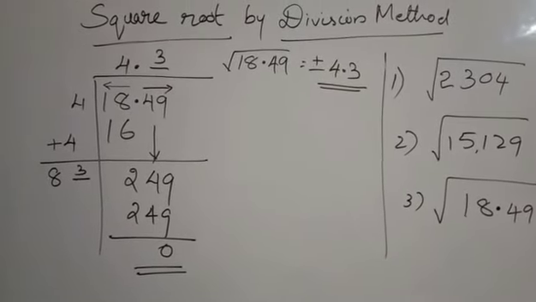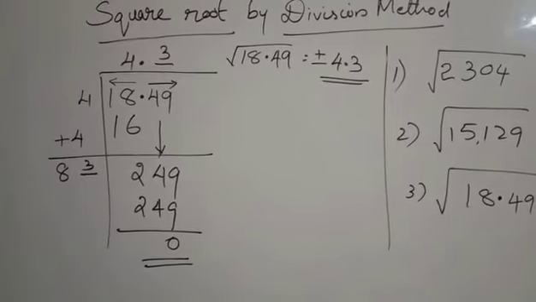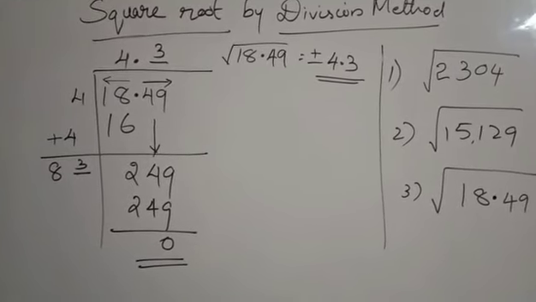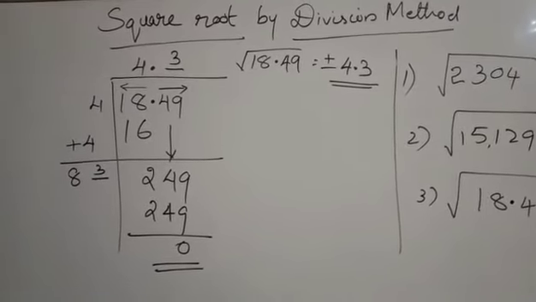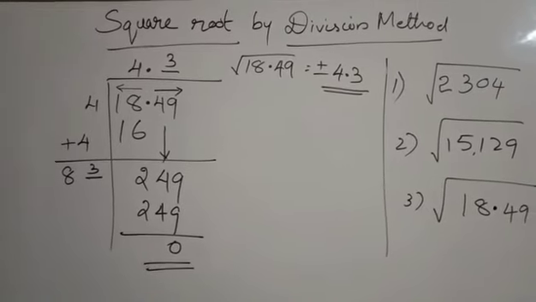This is the division method of finding the square root of a perfect square number. In the next class, we will discuss finding the square root of a non-perfect square by the division method.